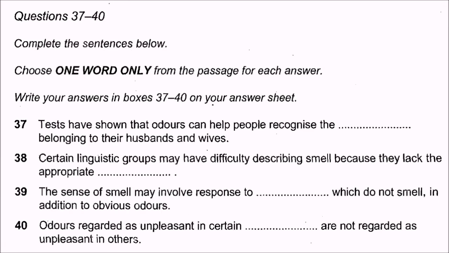Now 37 to 40, the final ones: choose one word only. You have to choose only one word, otherwise your marks will be deducted. 37. Tests have shown that odors can help people recognize the dash belonging to their husbands and wives. 37 is clothing. Certain linguistic groups may have difficulty describing smell because they lack the appropriate vocabulary. The sense of smell may involve response to dash which do not smell, in addition to obvious odors. 39 is chemicals. Odors regarded as unpleasant in certain dash are not regarded as unpleasant in others. These are cultures or communities. Cultures will be good.